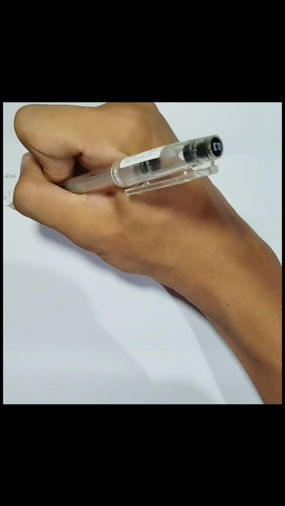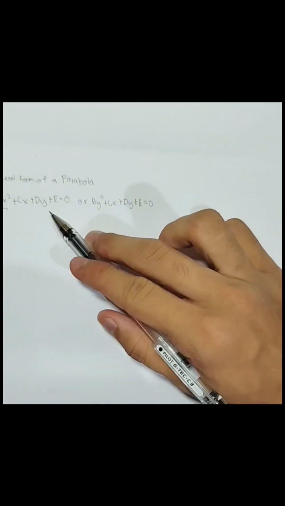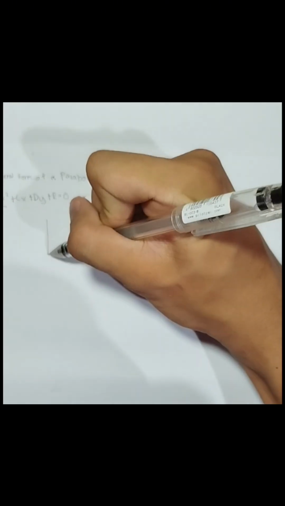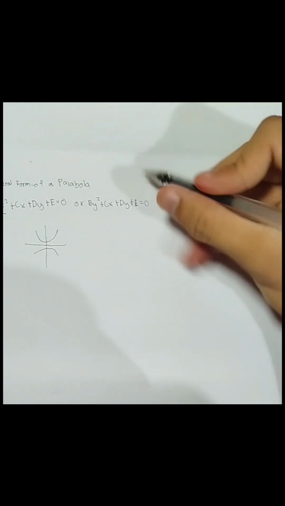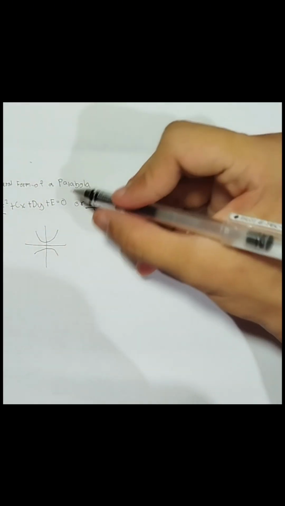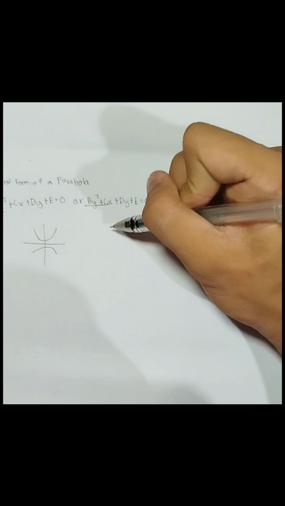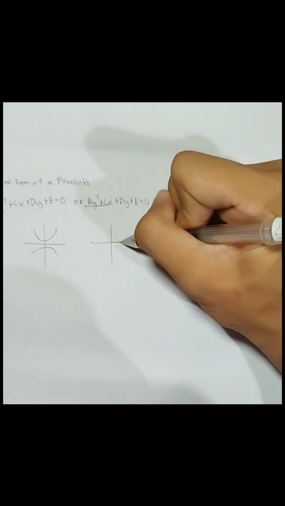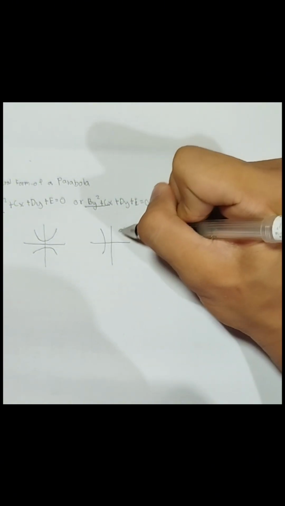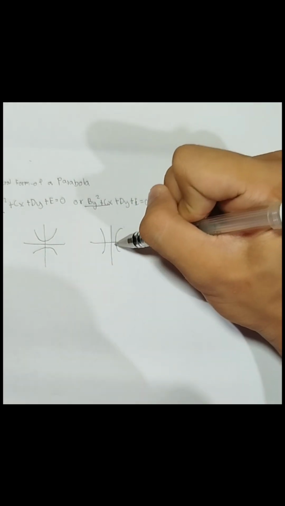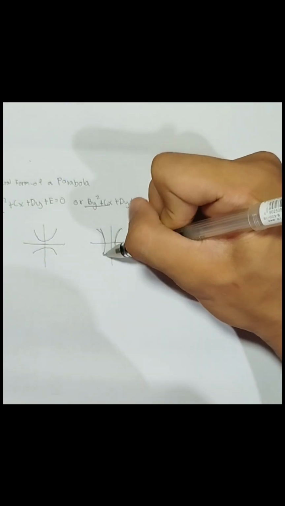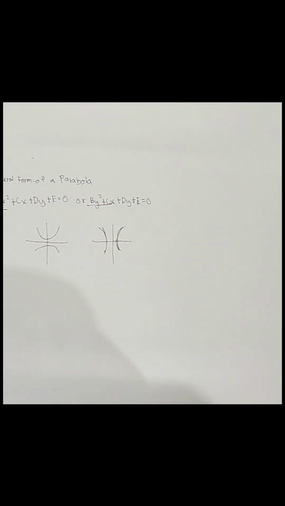As you can see, the ax squared here is for the parabolas which have a y-intercept like this, while the by squared here is for the parabolas that have a parabolic arc at the x, like that, like this, or that.